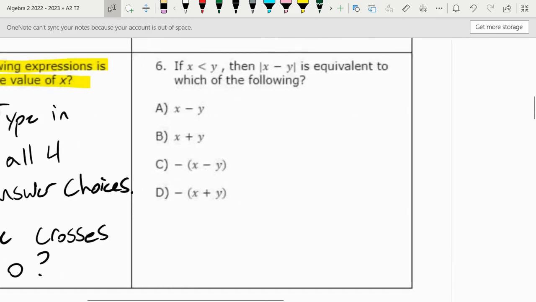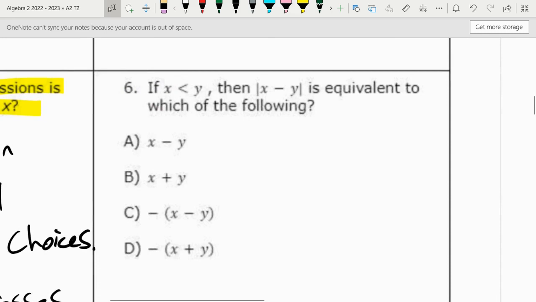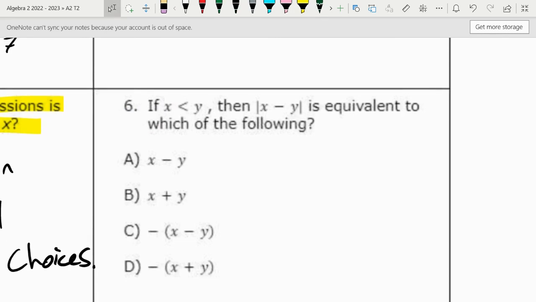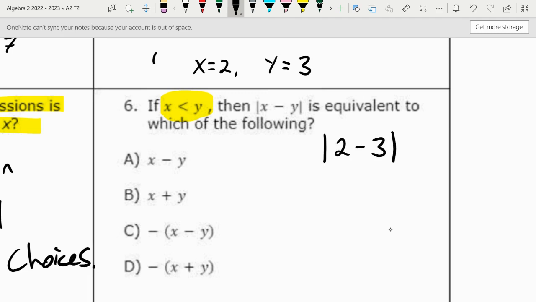For number 6, it says if x is less than y, then the absolute value of x minus y is equivalent to which of the following? Okay, since we don't know what x and y are, all we know is that x is less than y. That's all we know. So let's just pick 2 numbers where that's true. Let's say x is 2, and let's say y has to be bigger, so let's say y is 3. Okay, so we have the absolute value of x minus y. The absolute value of 2 minus 3 would be the absolute value of -1, which is 1. Okay, so we're looking for which answer choice would be equal to 1.